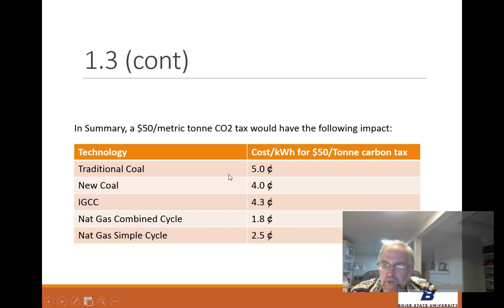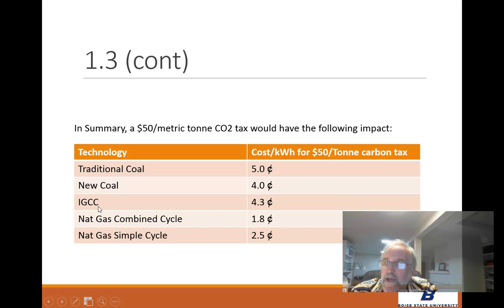It's not that surprising. We get this table: the traditional pulverized coal, which is the worst one of the group, results in an increase of about 5 cents a kilowatt hour. A better coal plant, one that's built today, has a lower heat rate. It's more efficient. That's 4 cents.